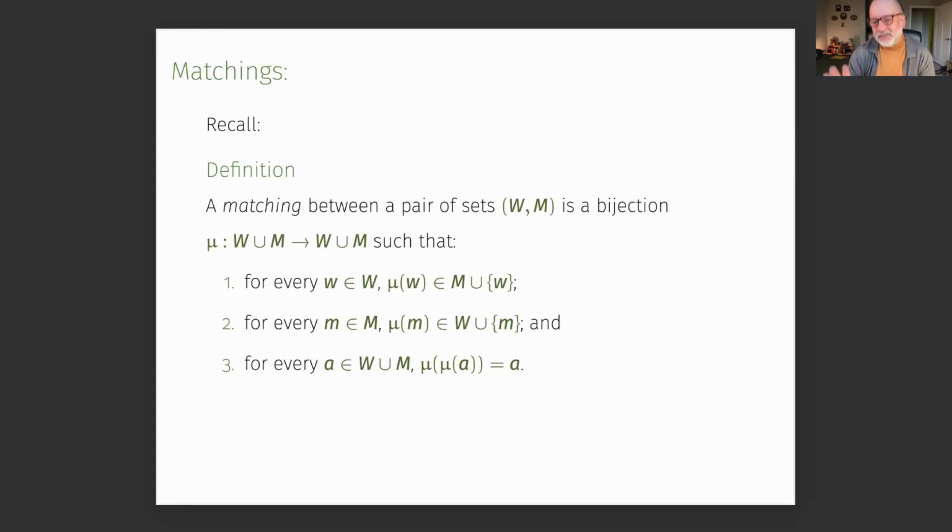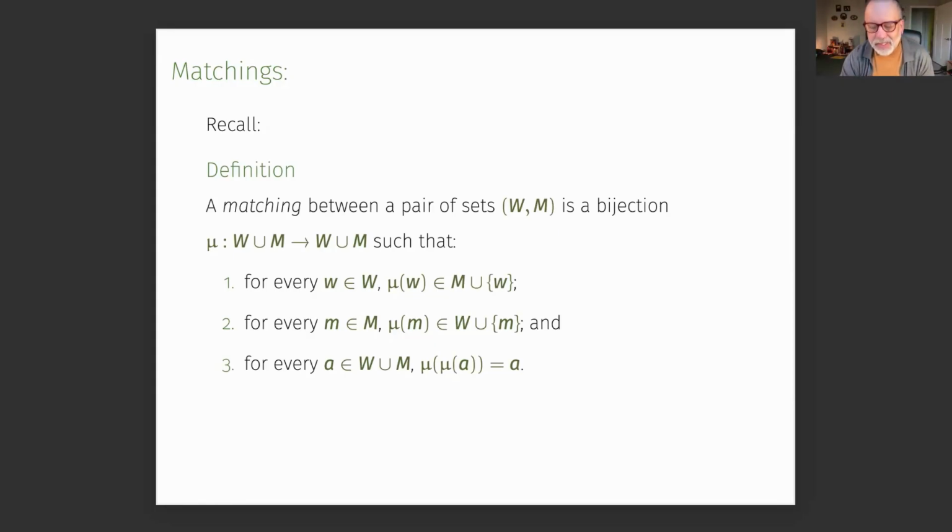And just for notation, we're going to refer to W as the set of women, M the set of men. Every time you see a little W, it's going to be a woman. Every time you see a little M, it's going to be a man. And every time you see an A, I'm going to refer to an agent. It could be either a man or a woman. So women are going to be W, W prime, W double prime. Men are going to be M, M prime, M double prime. Agents are going to be A, B, C.